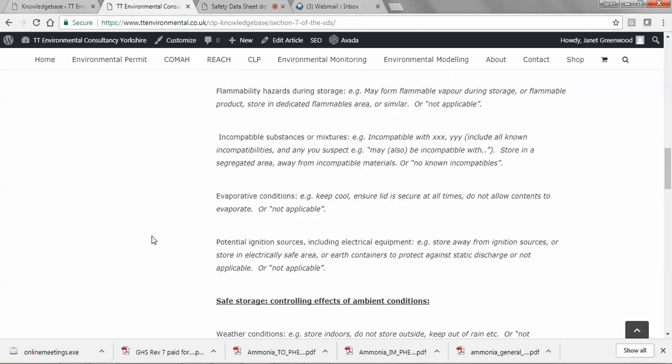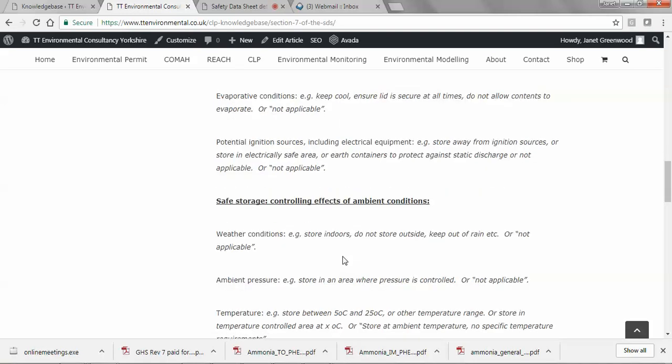And also information on potential ignition sources. For example, store away from ignition sources, store in an electrically safe area. Earth containers to protect against static discharge. P statements will come in at this point as well.